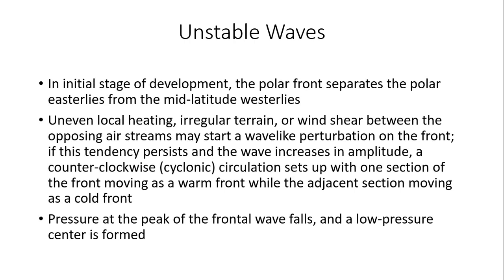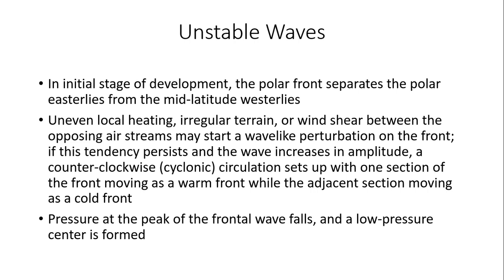So initially, in the initial stage of development of the unstable wave, the polar front is going to separate the polar easterlies from the mid-latitude westerlies. And then you're going to have this uneven local heating. You'll have sometimes irregular terrain or mountainous areas mixed in, or this wind shear, which is a change in wind direction or speed with height. That's going to be major between these opposing air streams of warm and cold air masses. This may eventually start a wave-like disturbance or a perturbation on the front.